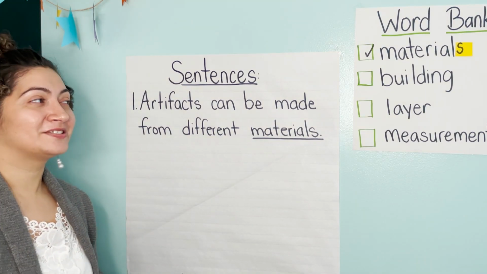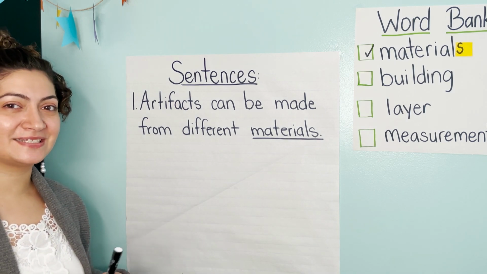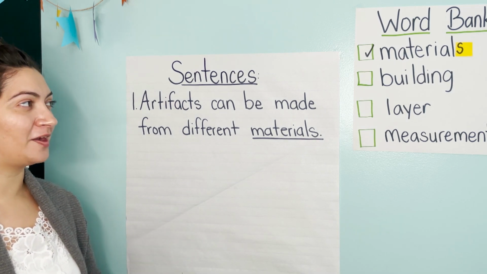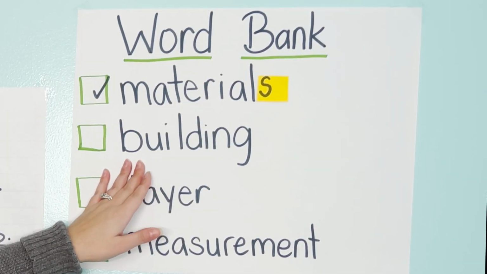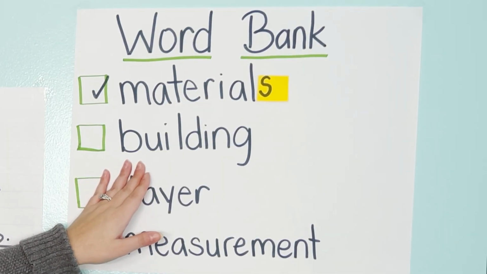All right, so now we are going to move to our next sentence. I'm going to need your help. All right, here's our word, singular form, building. If I want to talk about more than one building, I need to do what to the word?